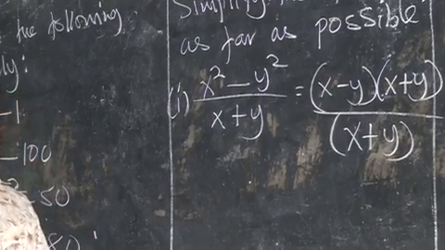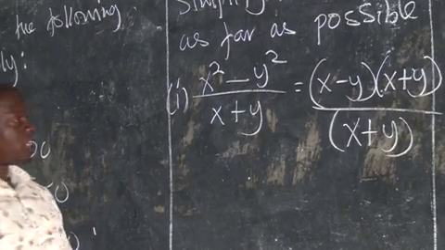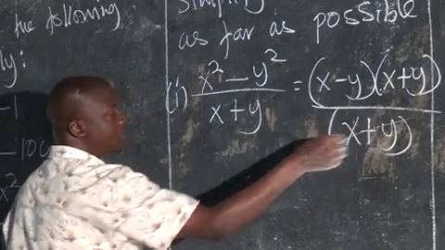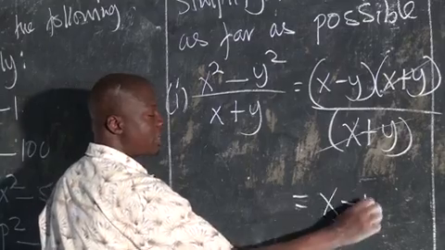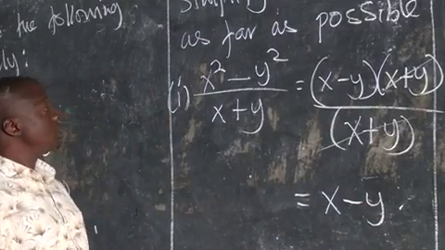Where possible, cross out the common factors, like this one and that. So our answer is x minus y.